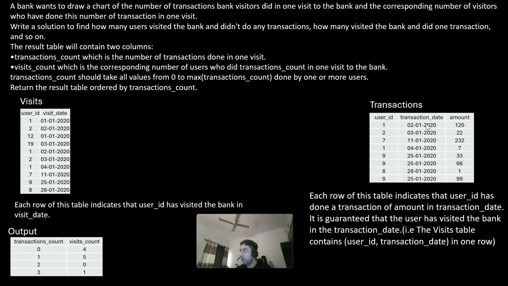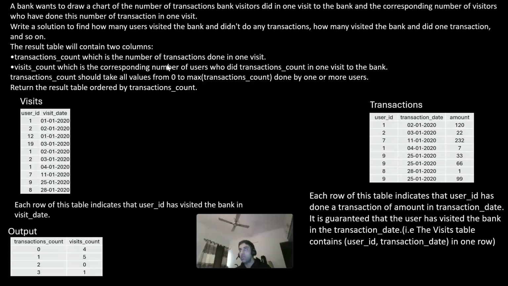And whenever they are making a transaction on a given date, obviously they would have visited the bank first to make a transaction, and that's why for that particular date, for that particular user, definitely you will get a record in the visits table, right? But the reverse is not true. There might be some users who visited the bank but did not make any transactions. So for those users, you will find a record over here for that particular date, but you won't find a record for those users for the corresponding date over here, right? So that's the entire information that is given.